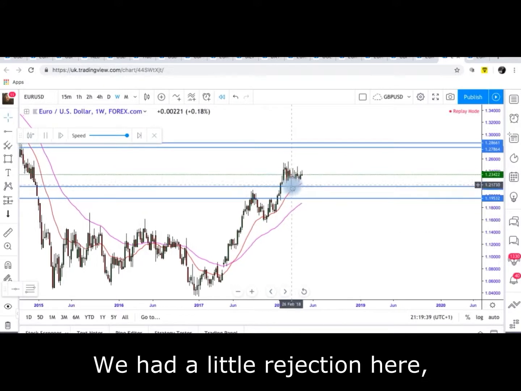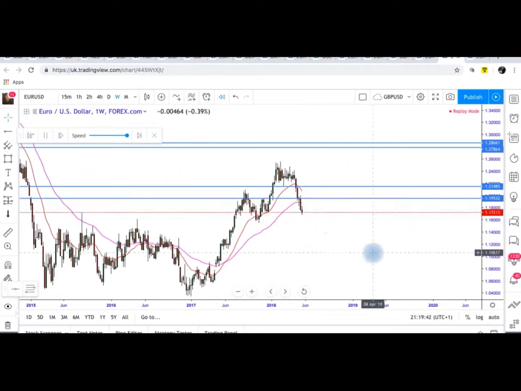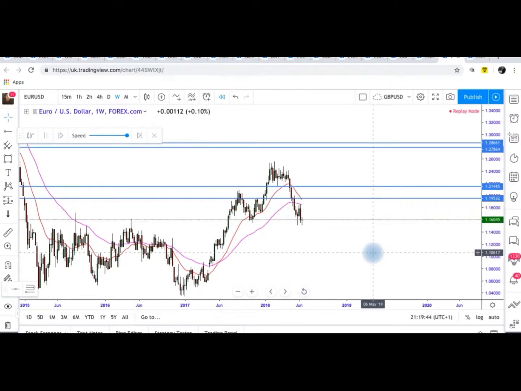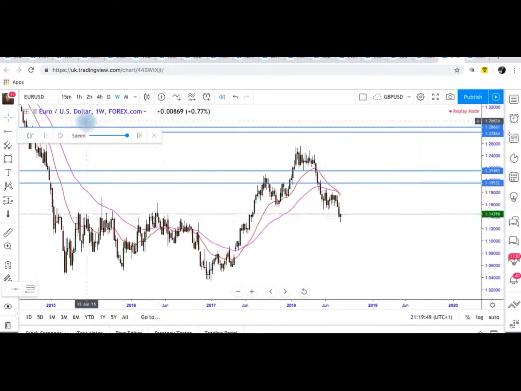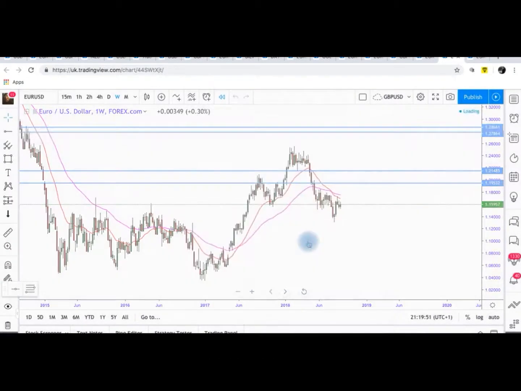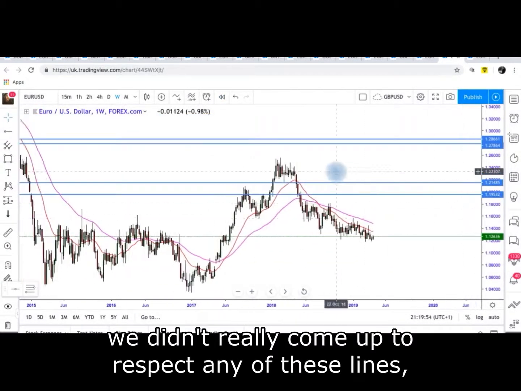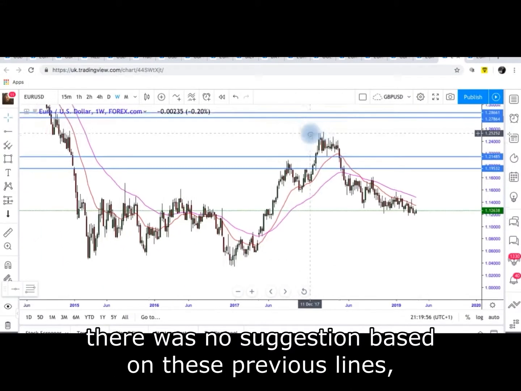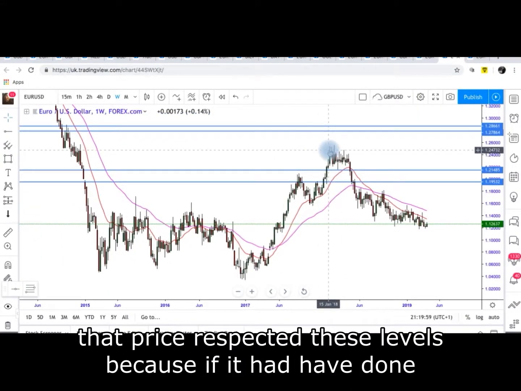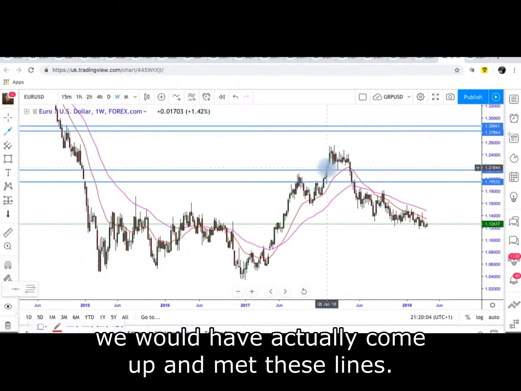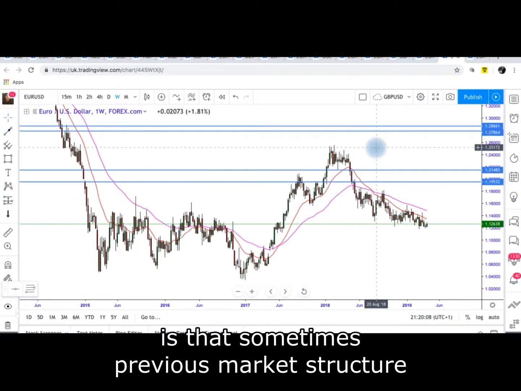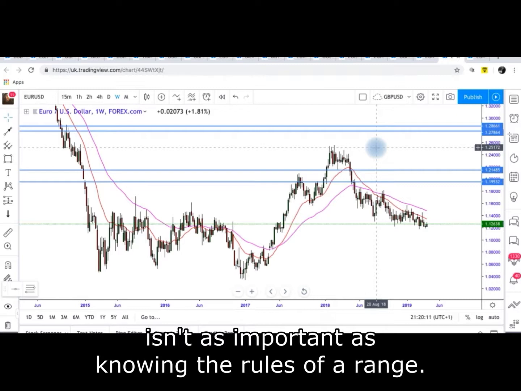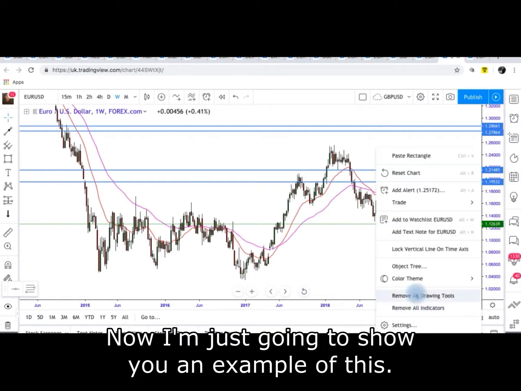We had a little rejection here where it bounced off with a nice weekly pin bar. But as you can see, if I now stop this, we didn't really come up to respect any of these lines. There was no suggestion based on these previous lines that price respected these levels, because if it had, we would have actually come up and met these lines. So what I'm trying to say is that sometimes previous market structure isn't as important as knowing the rules of a range. Now I'm just going to show you an example of this.